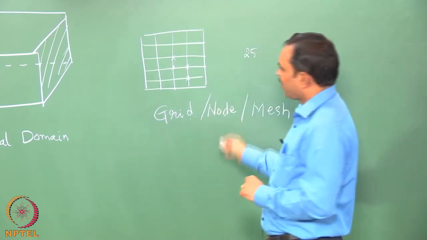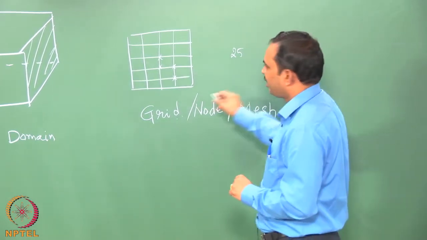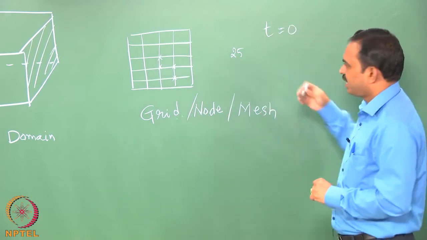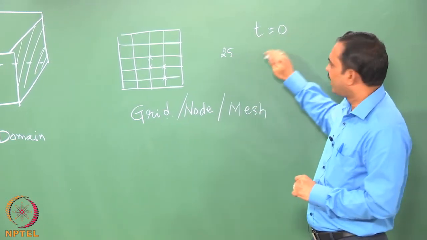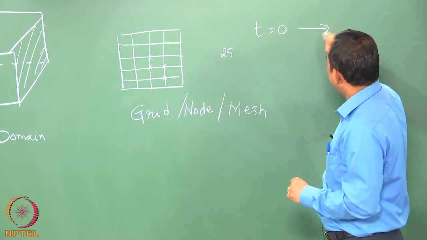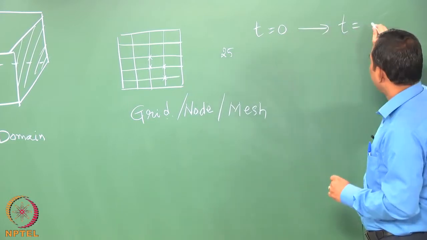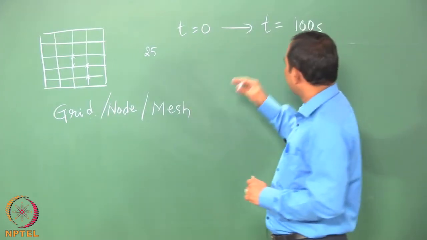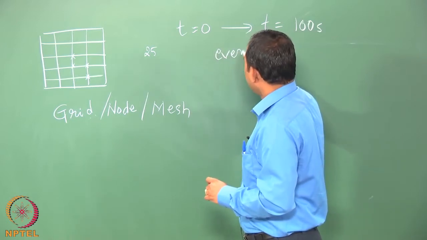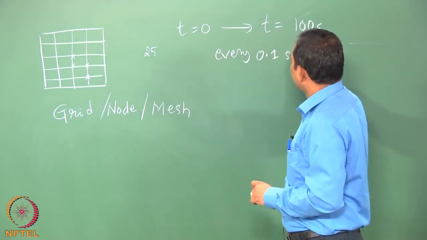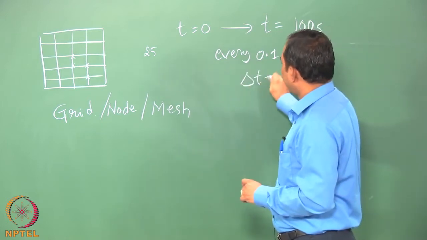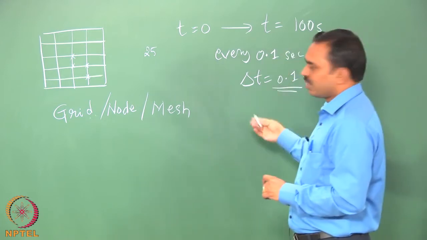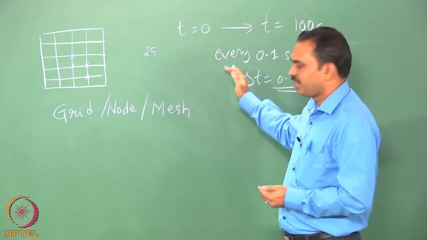And at what times we are looking at this particular information, that is also to be considered. So, normally the base metals are at a particular temperature starting at t equal to 0, and the welding is over after a certain amount of time. Let us say it is over in, for example, 100 seconds. So, we may say that I want the thermal field every, let us say, 0.1 seconds. So, I have a time step of 0.1 seconds, and that will give you about 1000 different time steps for this particular analysis.